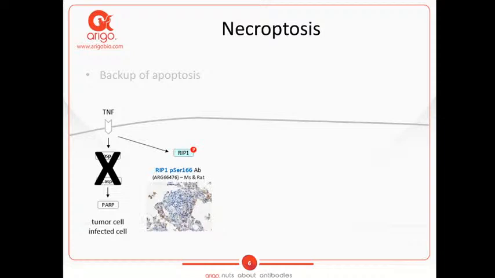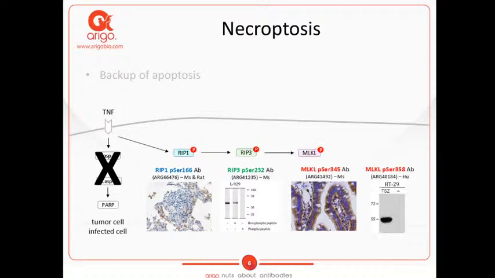The phosphorylation of three proteins is important for necroptosis. The first one is RIP1 phosphorylation. Phospho-RIP1 is a kinase. The phospho-RIP1 then phosphorylates the downstream substrate, that is RIP3. Then RIP3 phosphorylates its downstream substrate, MLKL.